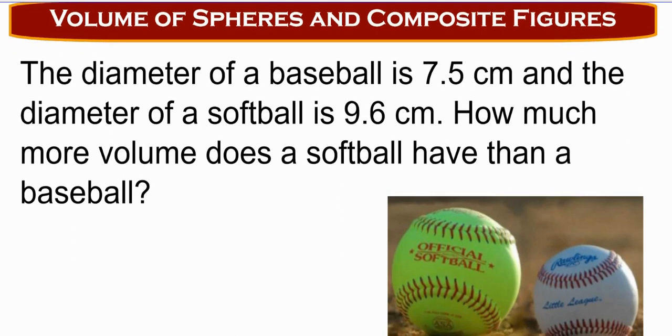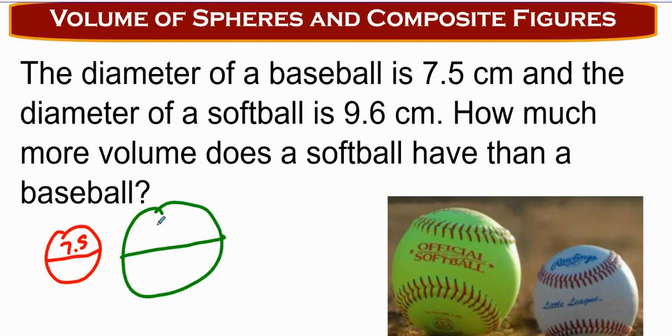So let's do an example. The diameter of a baseball is 7.5 centimeters. And the diameter of a softball is 9.6. How much more volume does a softball have than a baseball?